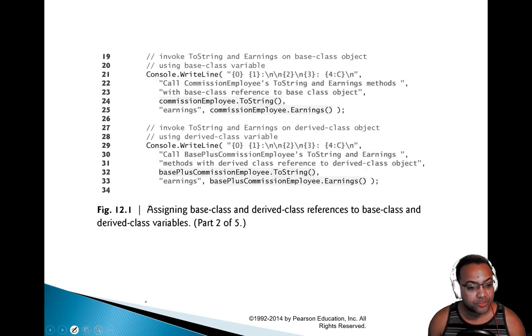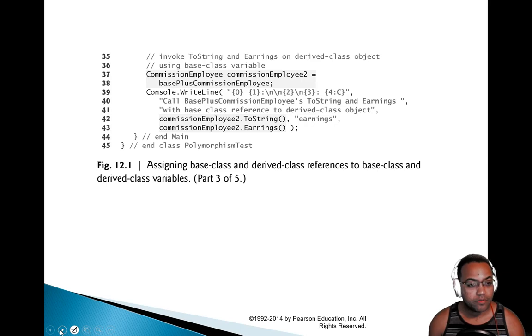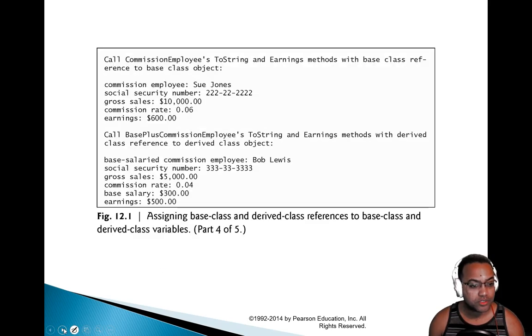This is the main function. What they're doing is instantiating both of those objects, and then writing from the object. So it executes the toString, and then it executes the earnings. Same for this one. So they took the base plus commission employee object and assigned it to commission employee 2, and then they did this writing again. Interesting.